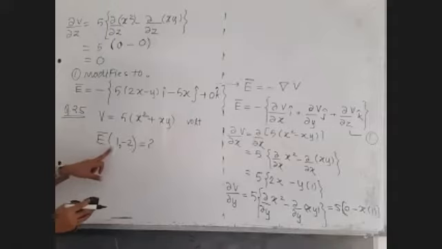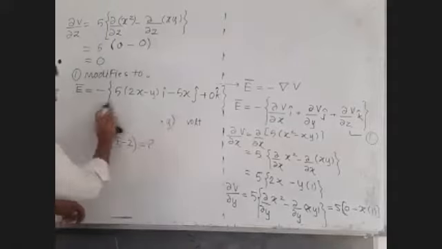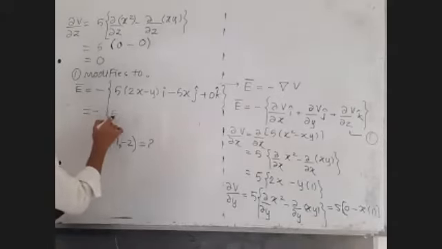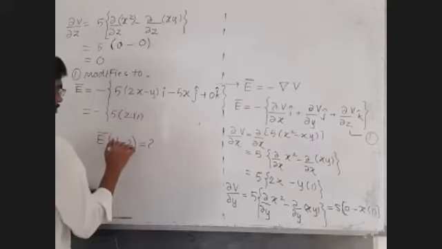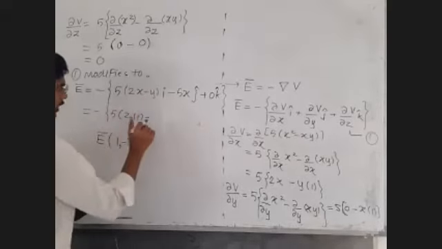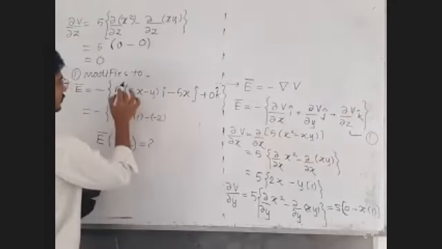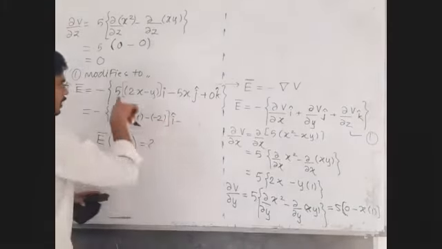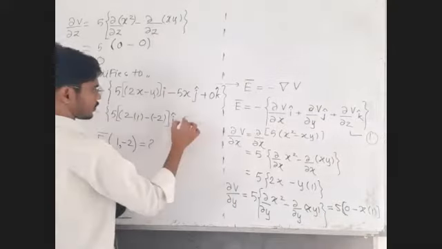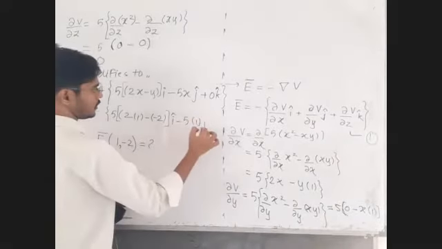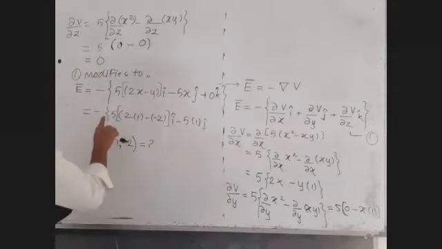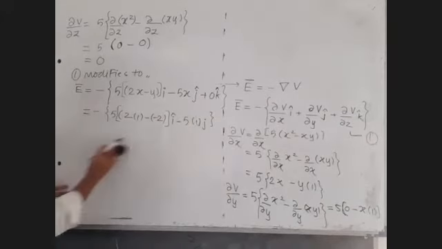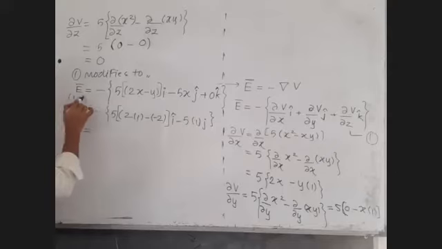Next, we have to find electric field at point 1 comma minus 2. So x value 1, y value minus 2, and z value obviously 0. This minus as it is, y value minus 2. Again bracket minus sign, put a bracket like this into I cap. Take care of the brackets. 5 into bracket x value 1 into j cap, 0 into k cap, no need to write. This minus sign is there, this curly bracket is there. So this is the electric field at point 1 comma minus 2.